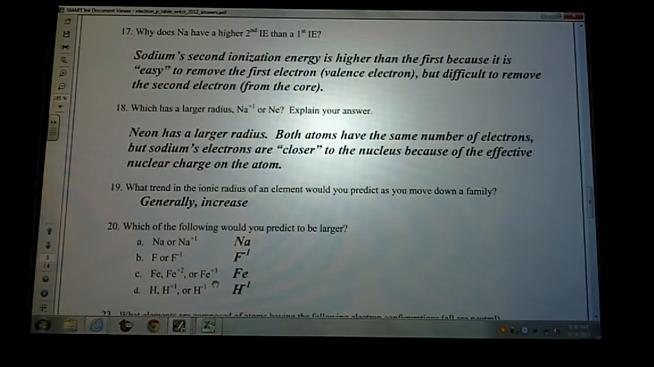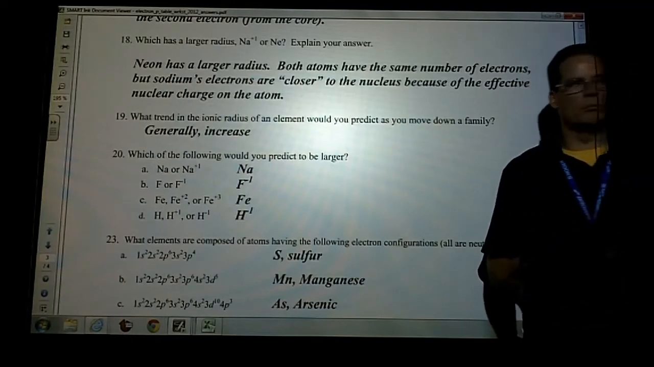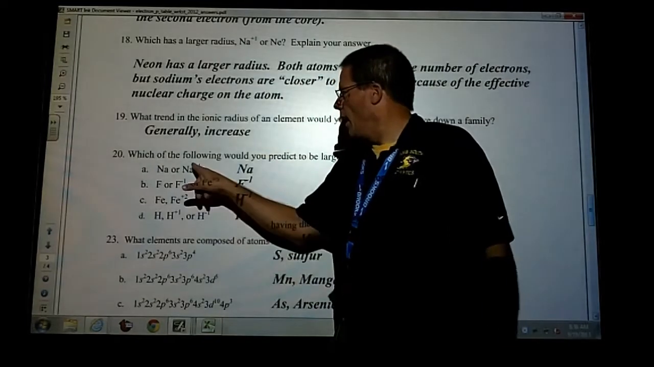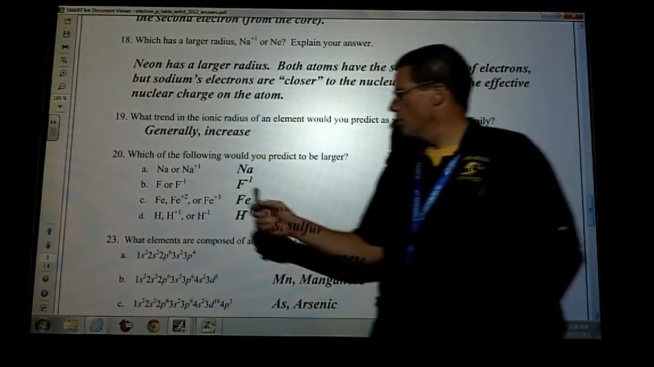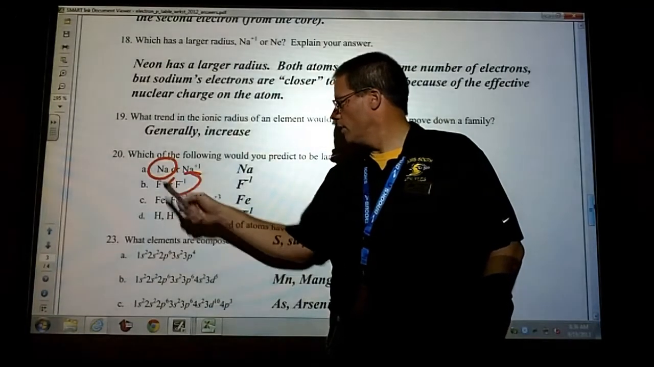Where are we at? 19? What trend in the ionic radius of an element would you predict as you move down? That's kind of a dumb question. So, yeah. Everything's going to get bigger as you go down the column. Let's just leave it at that. Which of the following would you predict to be larger? Whichever one's more negative, even though it's not negative.